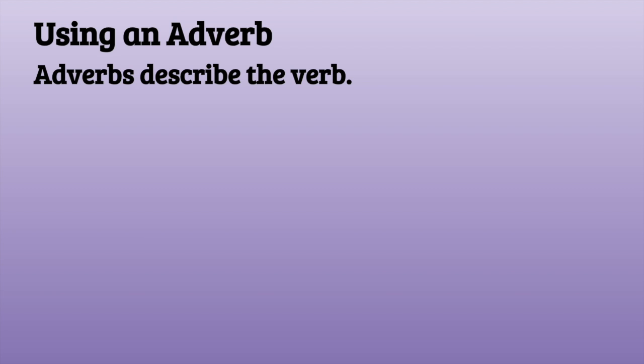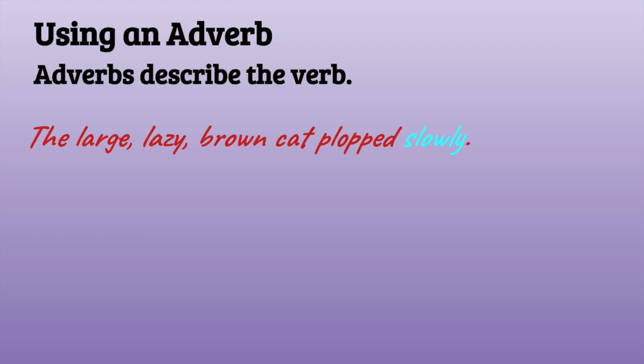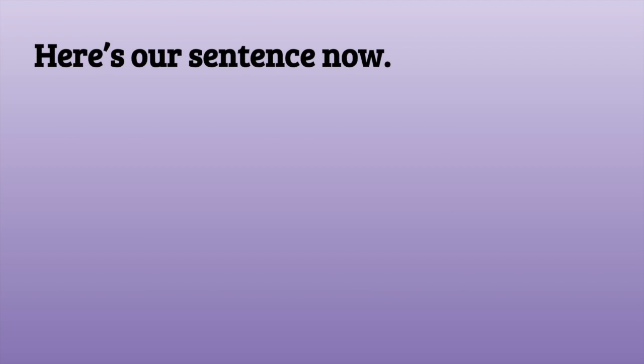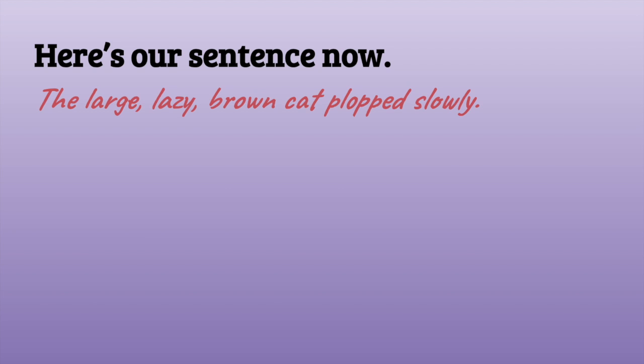Using an adverb. Adverbs describe the verb. The large, lazy, brown cat plopped slowly. Slowly is an adverb because it describes how the cat plopped. It plopped slowly. Here's our sentence now. The large, lazy, brown cat plopped slowly. It's getting better, isn't it?